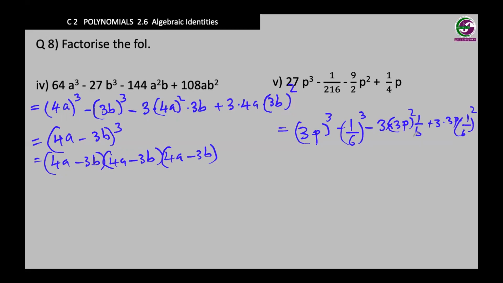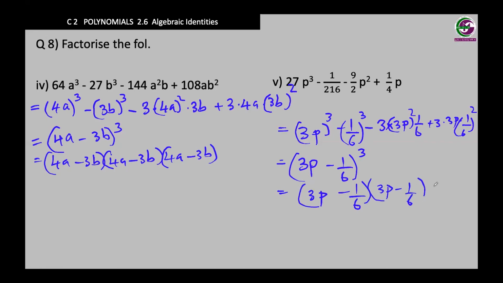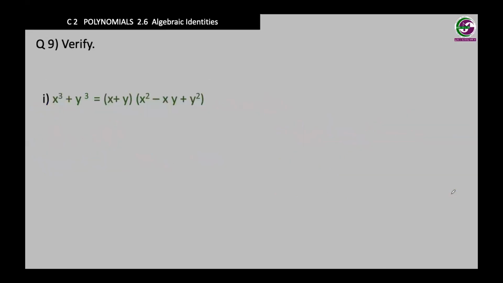3 and 6 get cancelled, so we have 2. 9 divided by 2 is here, so it is matching. So the first term is 3p and the second term is negative 1 by 6, power 3. We can write 3p minus 1 by 6, 3p minus 1 by 6, times 3p minus 1 by 6. That's all. Now question 9.